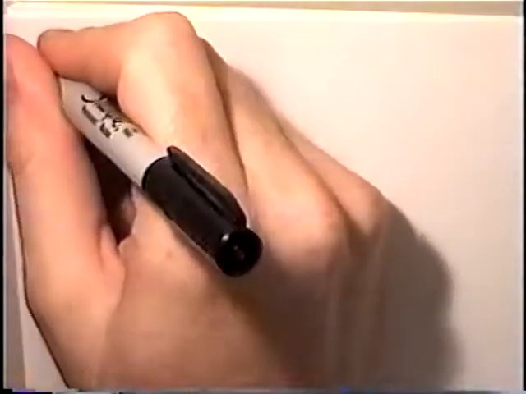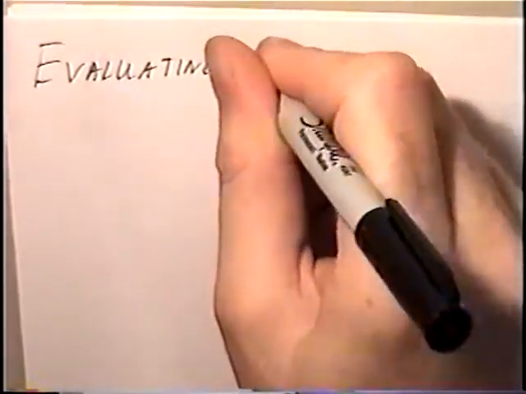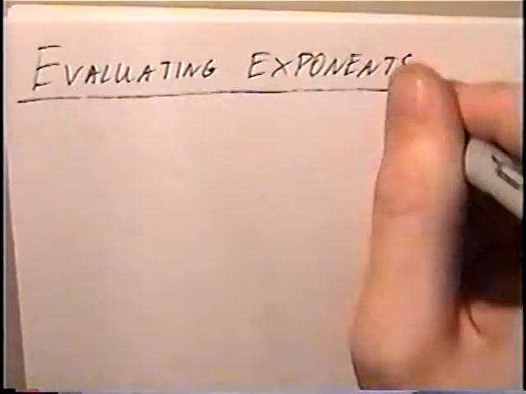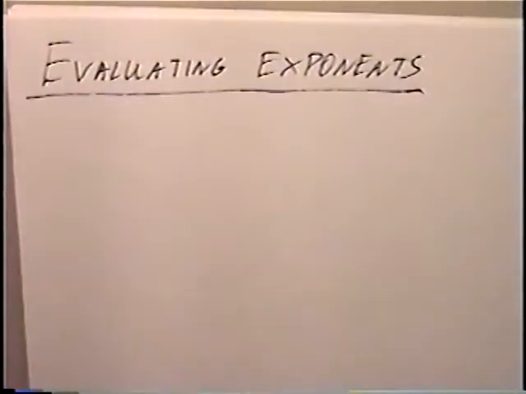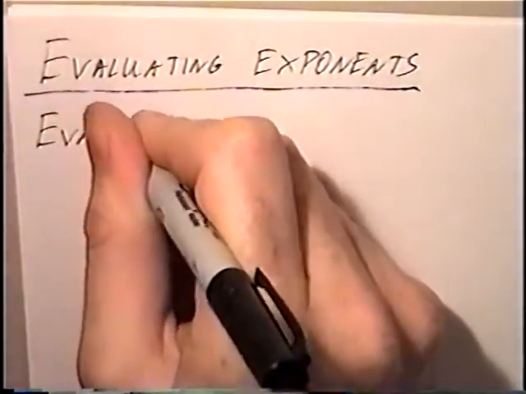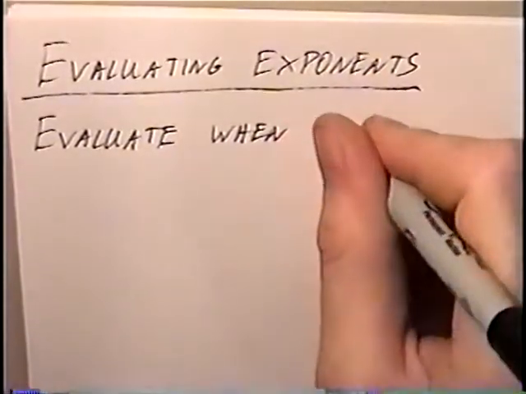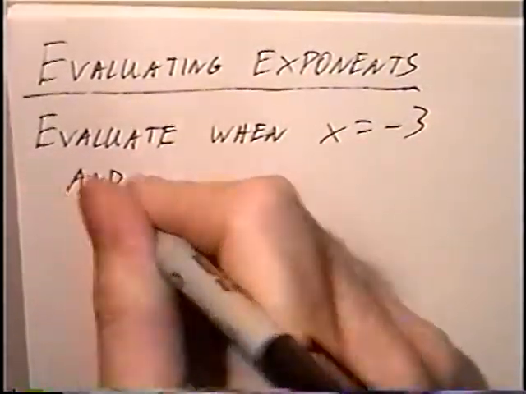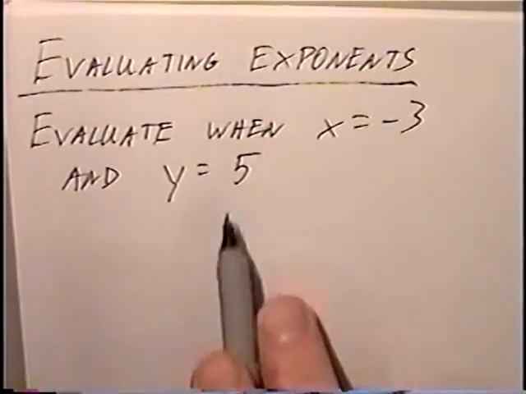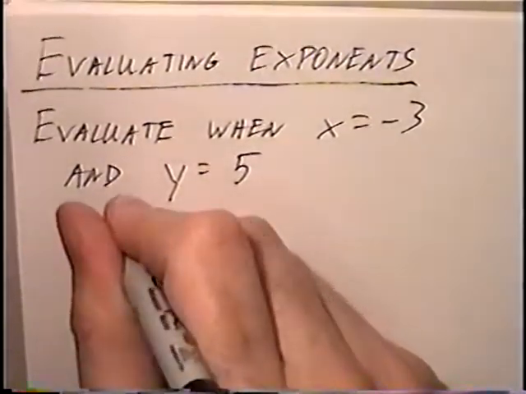Title of the last section today is Evaluating Exponents. In this section, we'll evaluate exponents given values. The directions: evaluate, when x equals -3 and y equals 5. So for the following problems, we'll be able to use the values x equals -3 and y equals 5. First question is y to the -2 power.